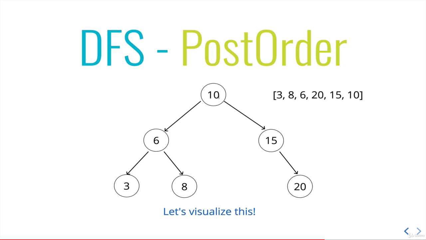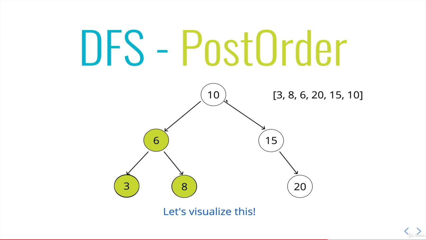So we start at 10, we go all the way to the left, we traverse. So then we get to 6. We're going to go all the way to the left, then the right, and then add 6 in. So that means adding 3 in first. Then we add the right, we visit 8. Now we visit 6 because we've explored the left and the right of 6. Then we don't visit 10 yet. We've only done the left side of 10. Now we do the right side.